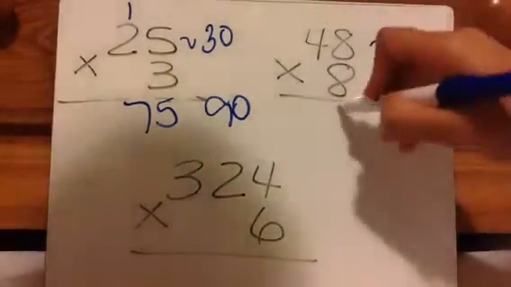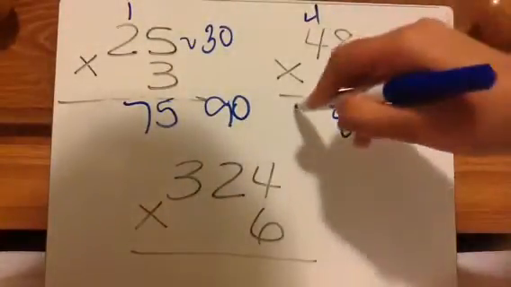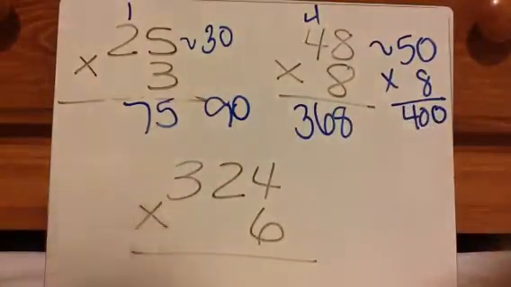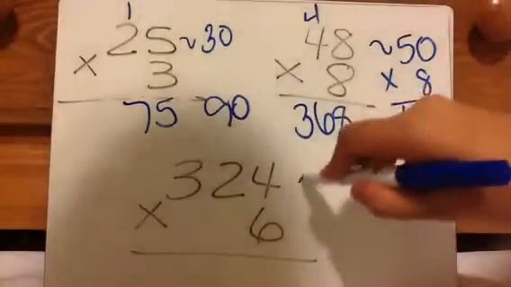So 8 times 8 is 48. 8 times 4 is 32, plus 4 is 36. So 368, 400 was my estimate. I know that that's a good answer that I came up with. I'm not off.